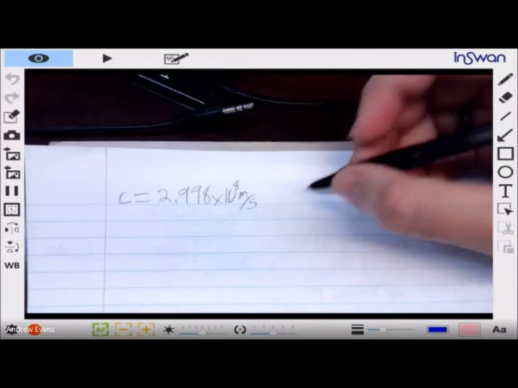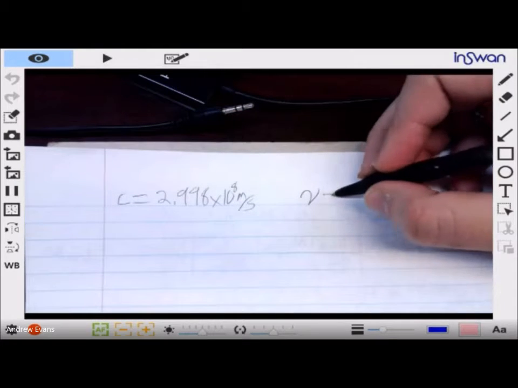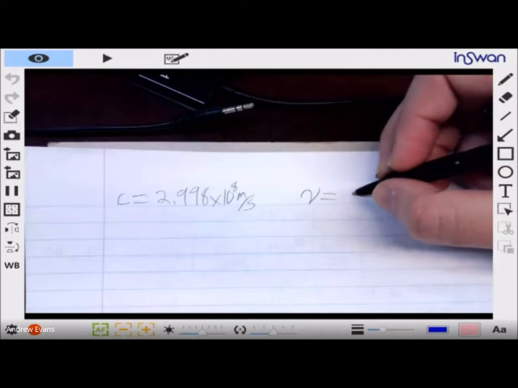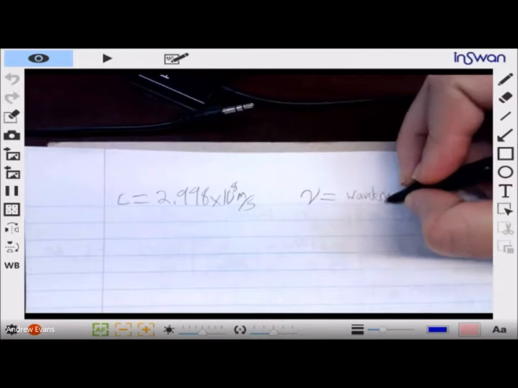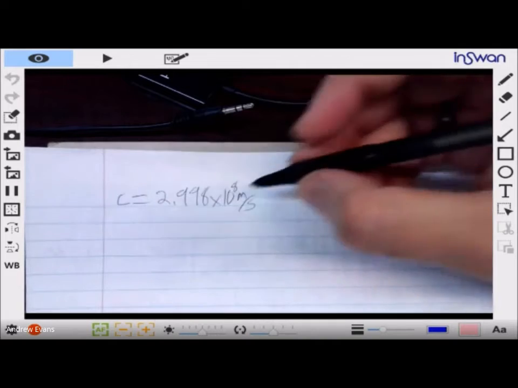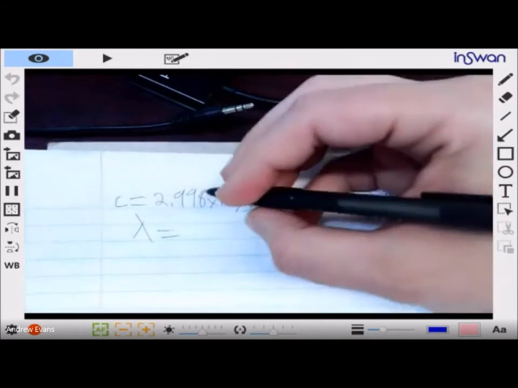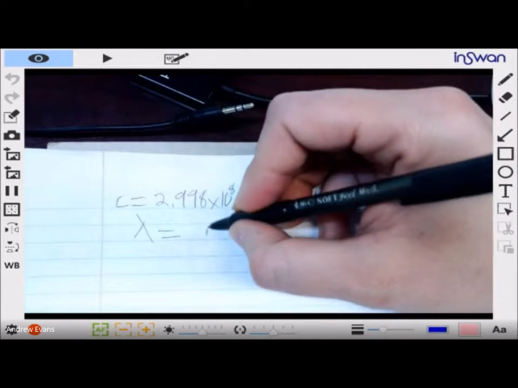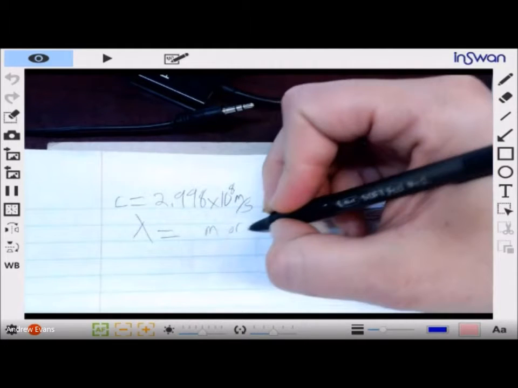Now, we describe light with two qualities. One is nu, which is our frequency, which is essentially wavelengths per second, but it's essentially unitless per second. And we can use this and lambda, which is our wavelength, which is usually in terms of meters or centimeters.